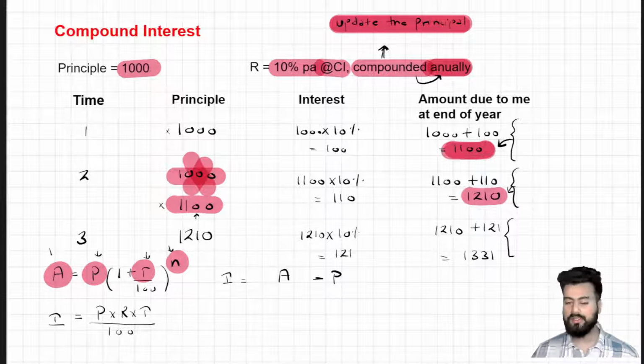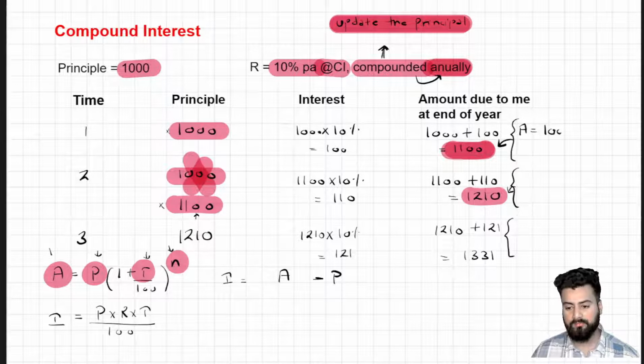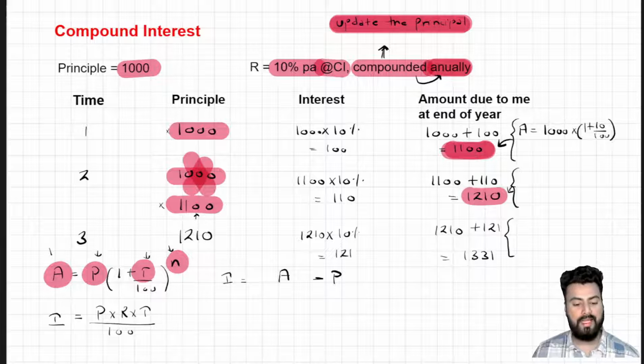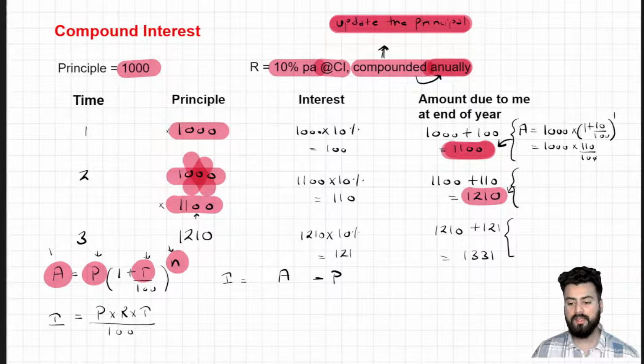So let's apply it for the first year. For the first year, in order to calculate the value of amount, principal value is 1000. So let's write 1000 times 1 plus R, rate is 10, 10 by 100 to the power what? Since I'm doing calculation for 1 year, power is going to be 1. Once you simplify this, you realize that this is same as writing 110 by 100. And when you do the calculation, you will get 1100 as the value of amount, which is exactly same.